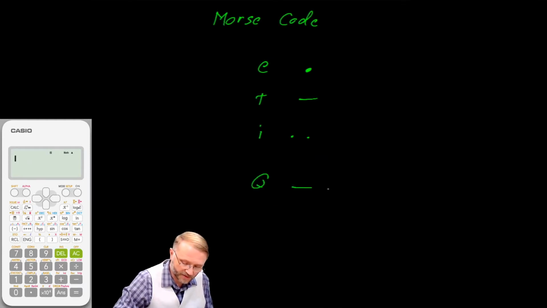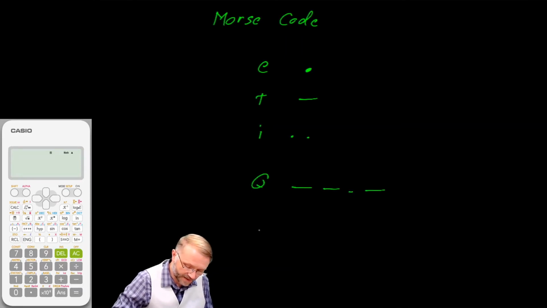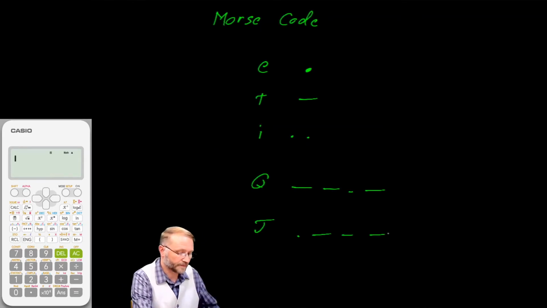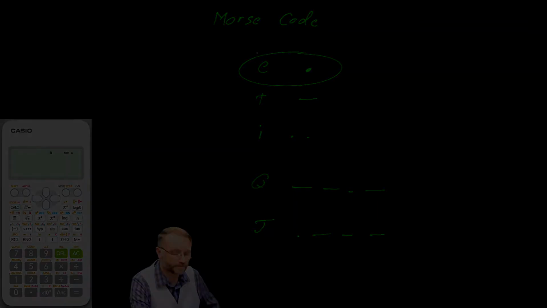For example, Q looks like this, da da di da. And J, there's another one, it's dit da da da. And this gets back to our conversation about information. Things that occur often should have very short codes.